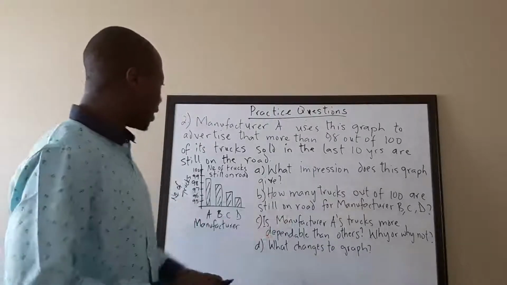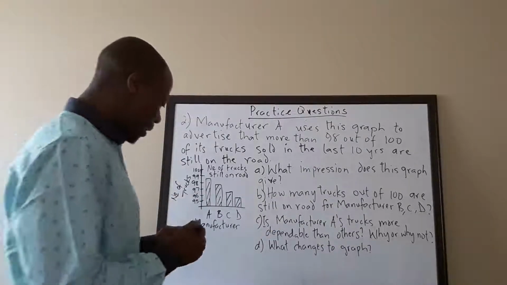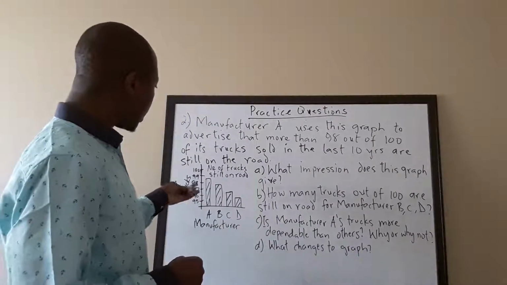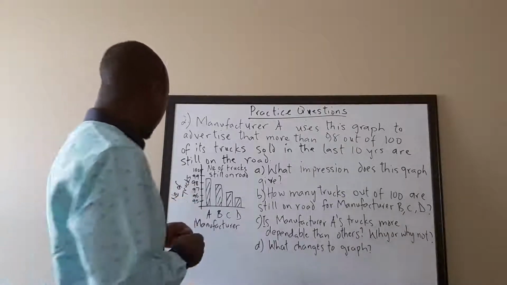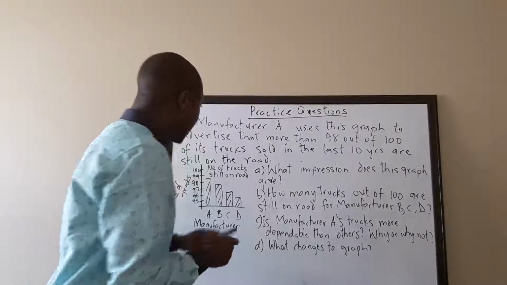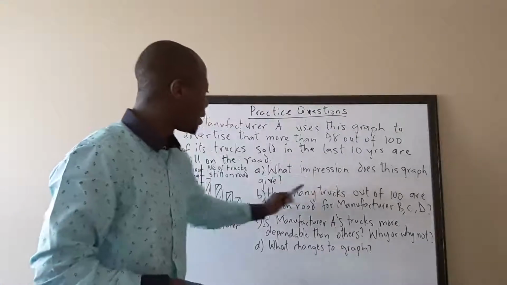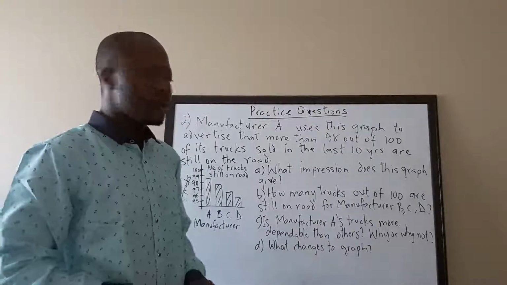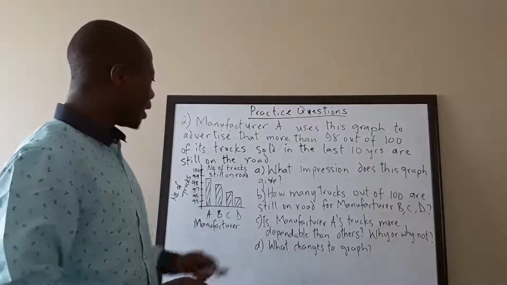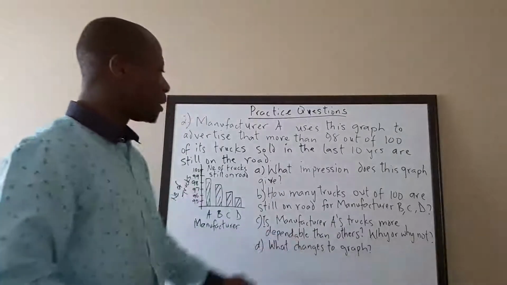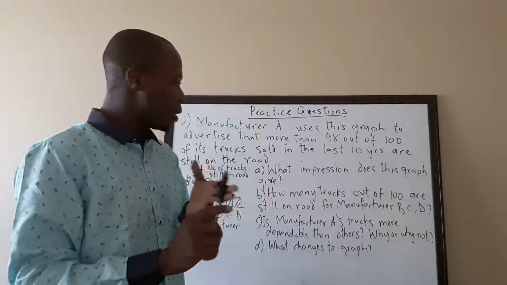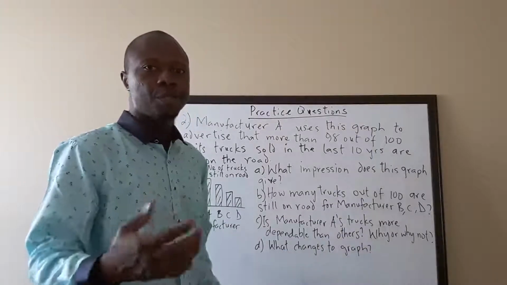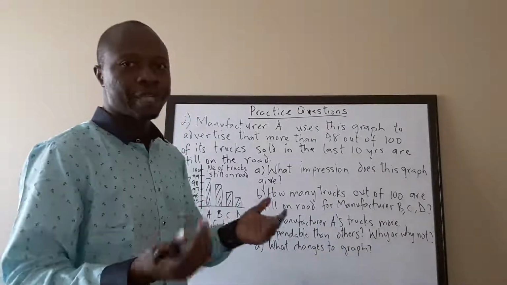And we have 4 questions here. Now, the impression that we get here, okay, so what impression does this graph give? How many trucks out of 100 are still on the road for manufacturer B, C, and D? Is manufacturer A's trucks more dependable than B, C, and D? Why or why not? What changes should we make to the graph to make it look more realistic?